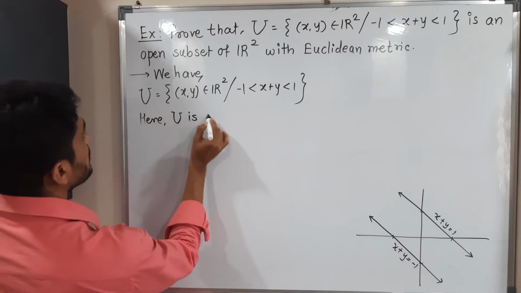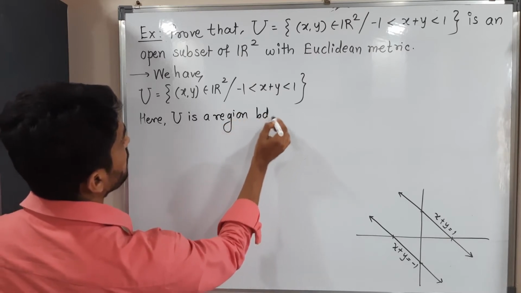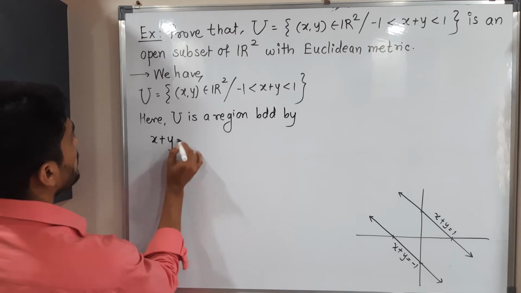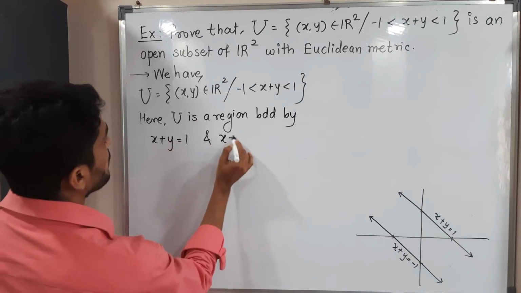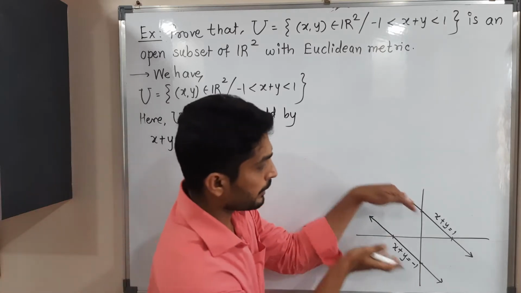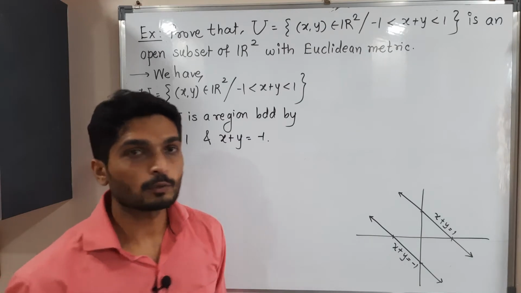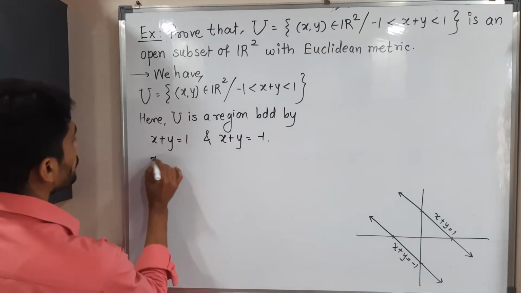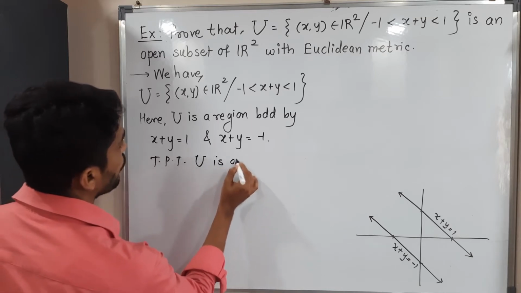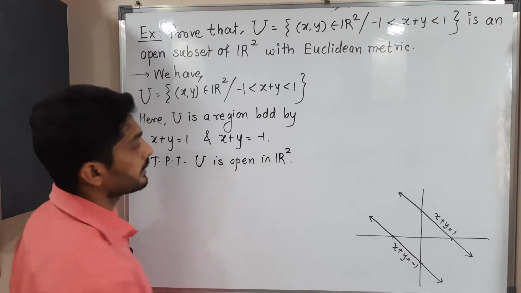U is a region bounded by x plus y is equal to 1 and x plus y is equal to minus 1. It is a region bounded by these two lines. Okay, you can see here. So we have to prove that it is an open set. To prove that U is open in R2, obviously with Euclidean metric.